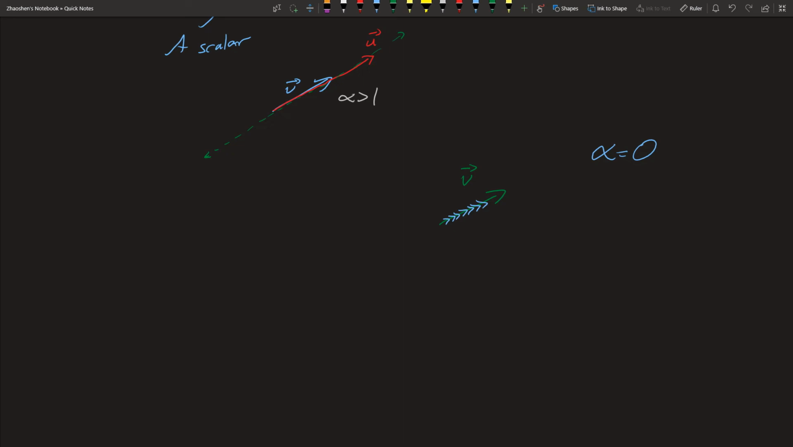That means the new vector, not v, will be flipped around. Sorry, let me just draw it parallel to get parallel. They will be flipped around. So in this case, alpha is something like, I don't know, negative 1.5, because it flips it around and it kind of makes it longer by some factor of 1.5.